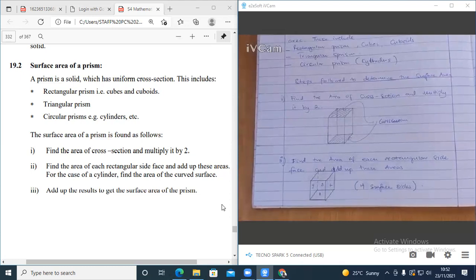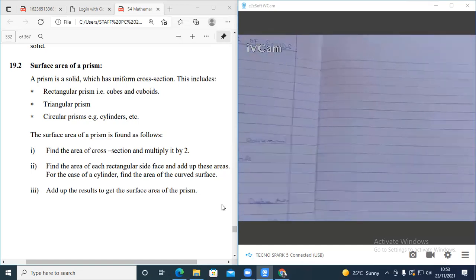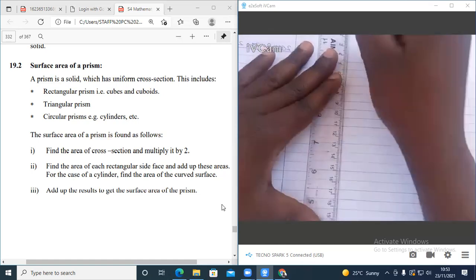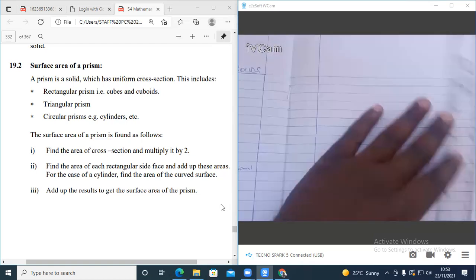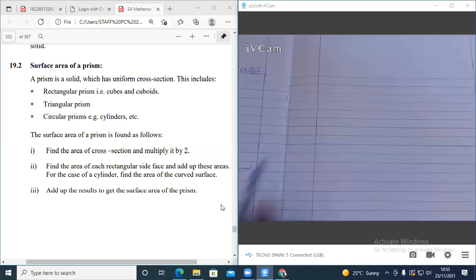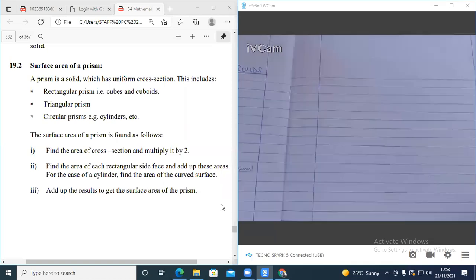Which results you add up? The area of the cross section, the areas of the cross section, plus the areas of the surfaces, the other sides of the other surface. Okay. So we go to 3. 3 says add up the results to get the surface area of the prism.